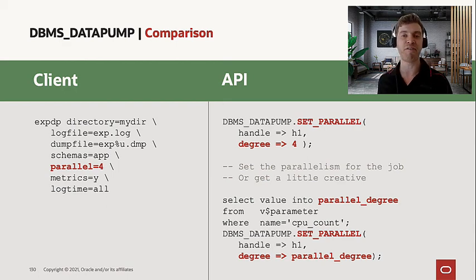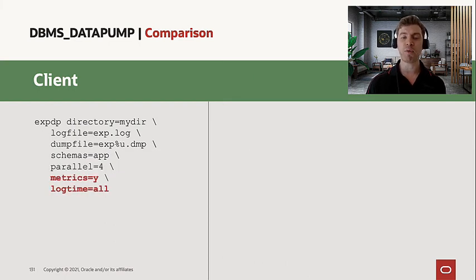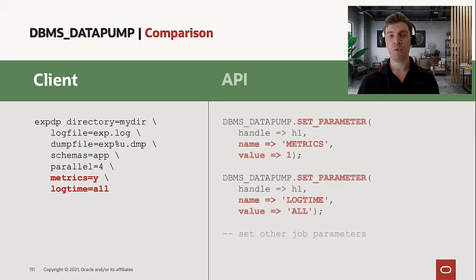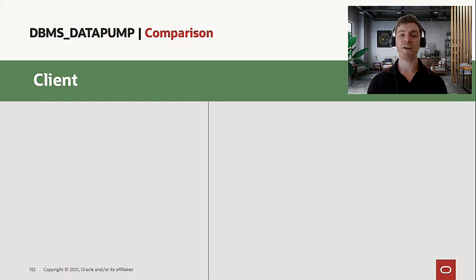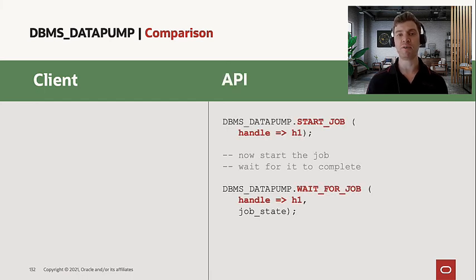Here I'm getting it straight from the database that I'm already inside. And for metrics equal to yes and log file equal to all, we can use the set parameter to define those variables as well. And finally, we start the job. So with start job here, I'm passing the handler, and then this will put the job in the background. I can optionally call wait for job, which is going to wait for this job until it finishes and store in this job state variable if it was successful or if it failed. So now I can see what the status of my job is.